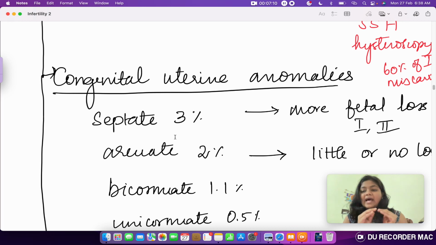So this has resulted in a majority, that majority means 60% of the first trimester miscarriage is contributed by septate anomaly. Arcuate anomaly is second most frequent, but it has little or no fetal loss. In fact, it has good pregnancy outcome.